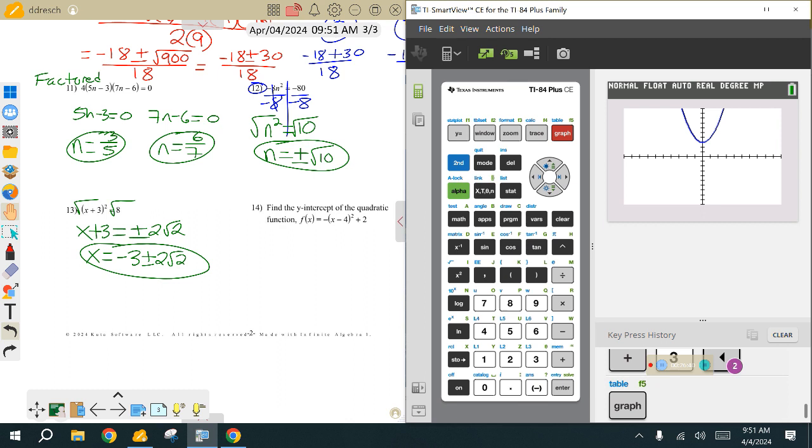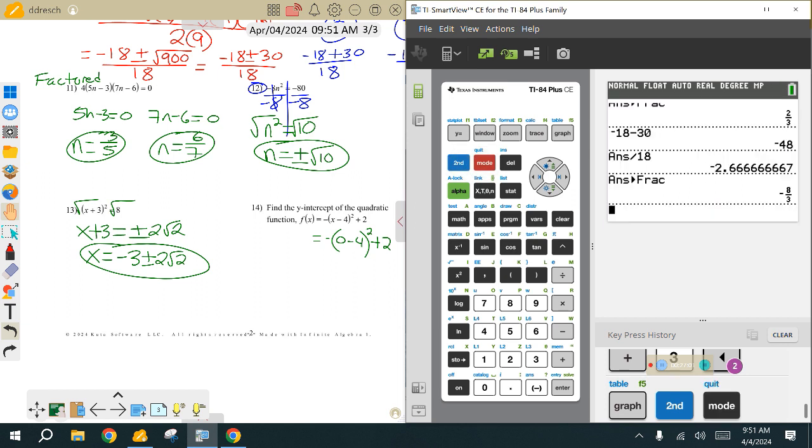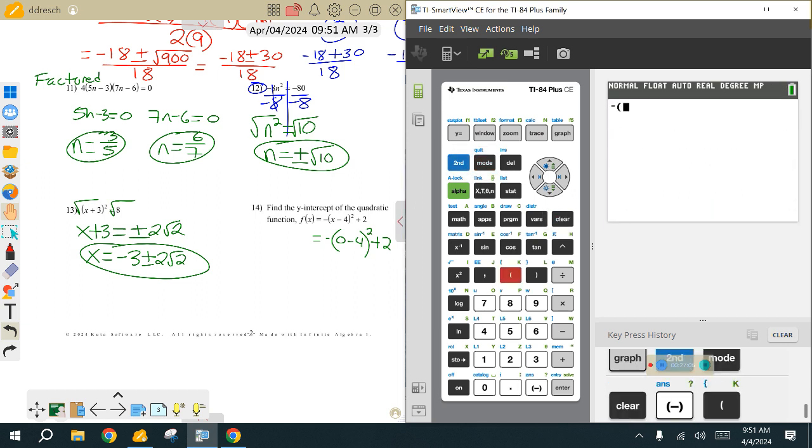It's that input-output. The input is 0. When the input is 0, when the x is 0, what is the output? That's it. When the input's 0, what's the output? Don't think, just do. Get your calculator, clean it up for you. Can you type it into your calculator correctly? Do parentheses matter? I think so. We talked about enough of that. So if the input's 0, what is your output?